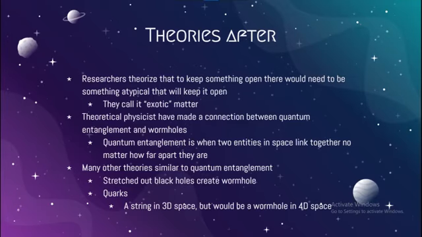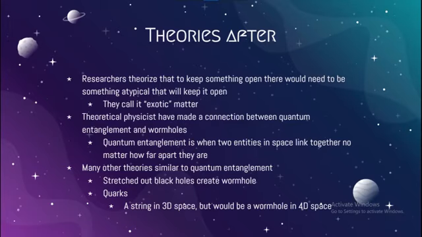So, for example, if you were to stretch one of the particles, or spin it, or fiddle with it, or do something with it, the other particle would also behave in the same way, and it would stay in the same state. So then the theoretical physicists have theorized that there may be a connection between quantum entanglement and a wormhole.